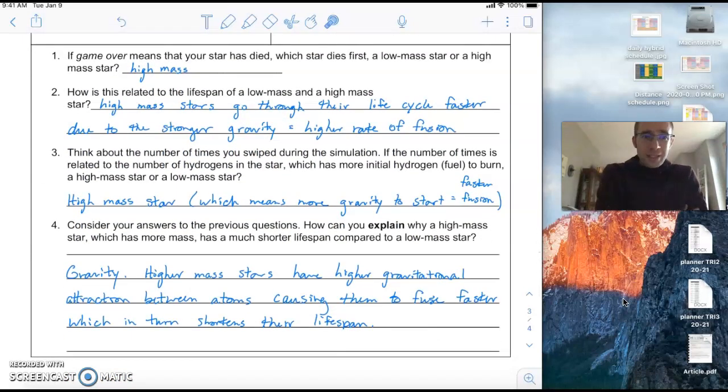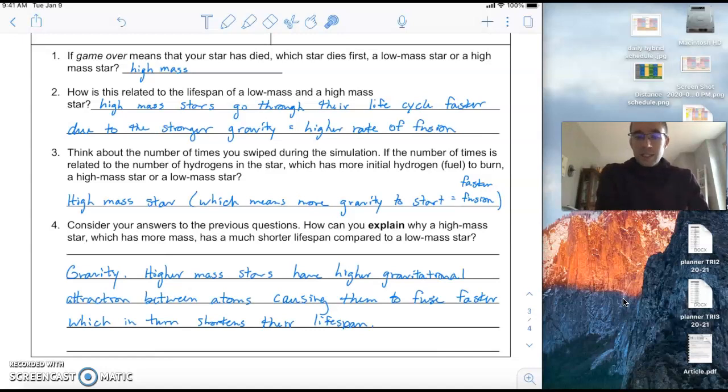Question number one, it says, if game over means that your star has died, which star dies first, low mass or high mass? Well, for me, my low mass star didn't die at all. I could have kept going. Whereas my high mass star, like I said, I didn't even have enough time to get to the 90 seconds.